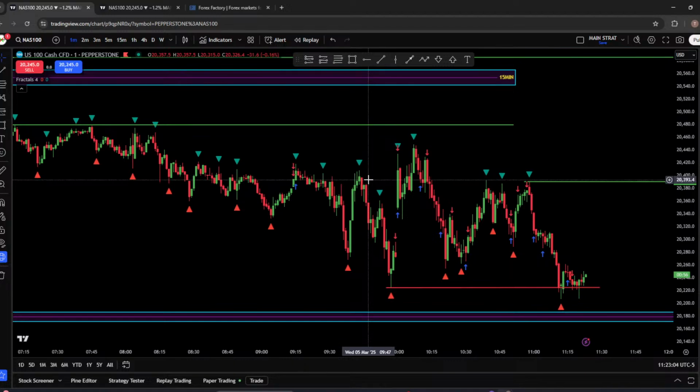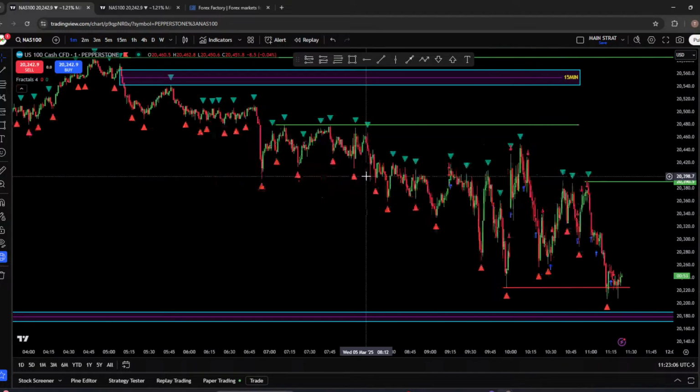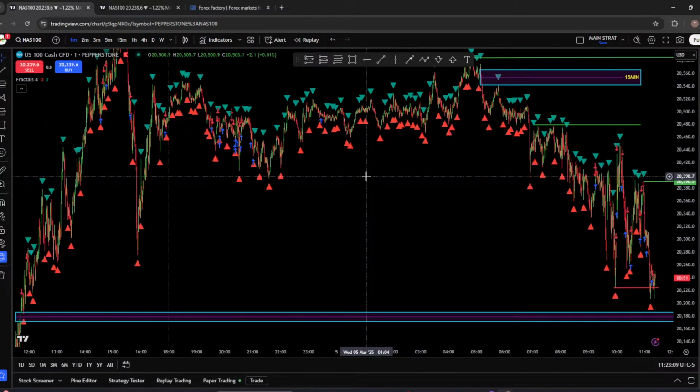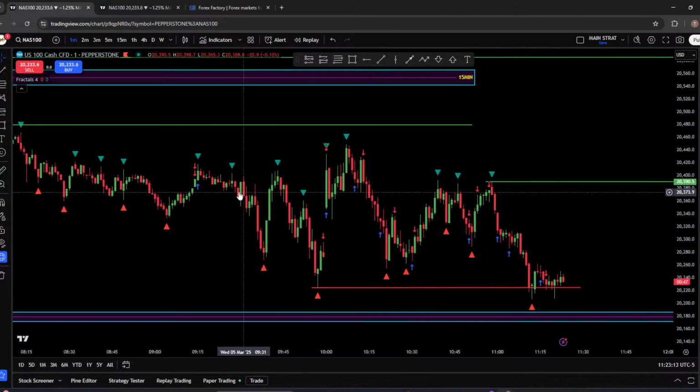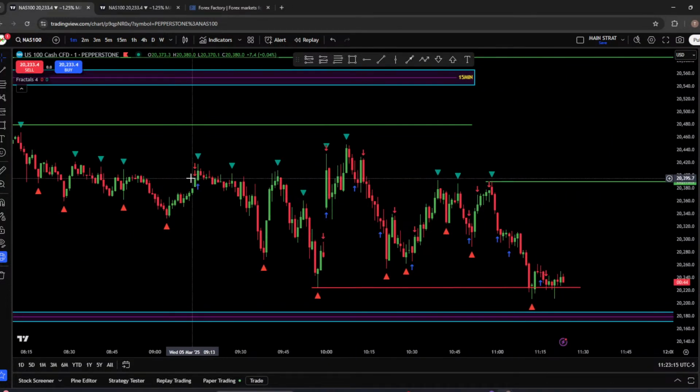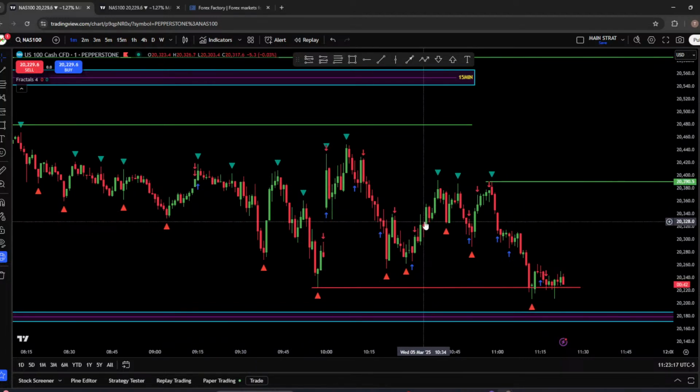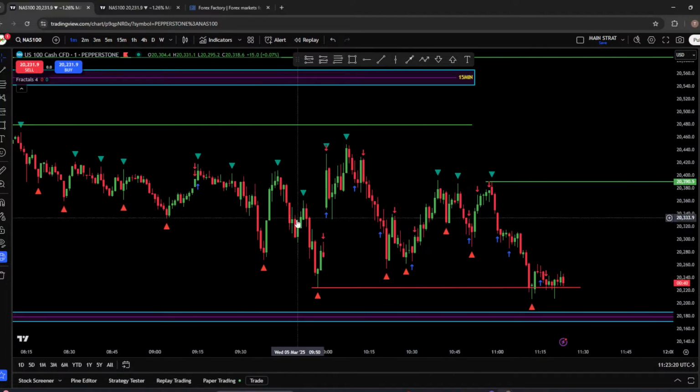I guess there's really nothing to take a trade off of though. As far as PD arrays go, I guess you could use an order block up here or that inversion fair value gap, but price action is not very clear there.